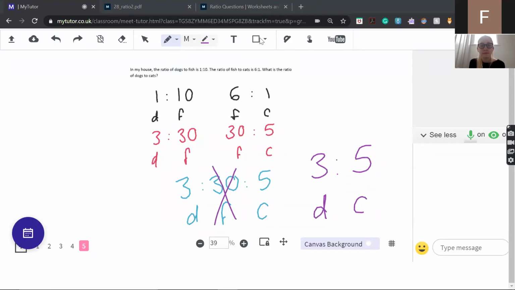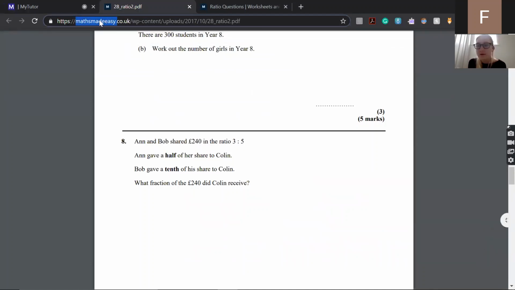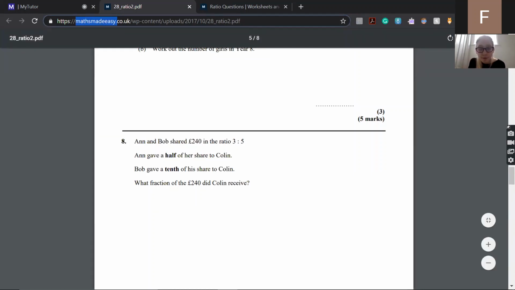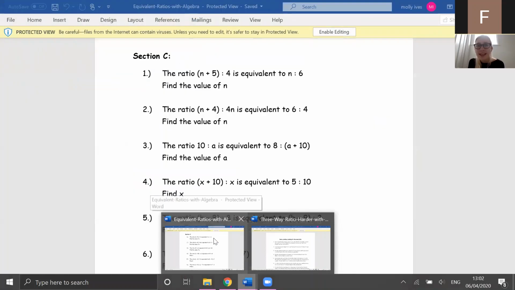Molly, someone asked, where do you get the exam questions from? So these ones that I got here are from this website called Maths Made Easy. I've talked about this one before. They have loads of worksheets on basically any topic. So what I type in is GCSE Maths ratio questions, and I think it was pretty much the first link.